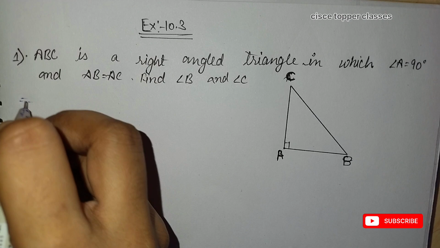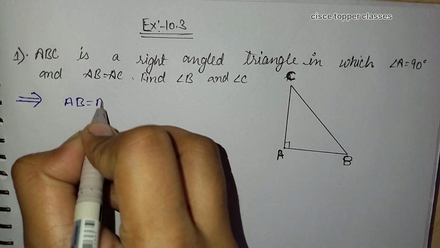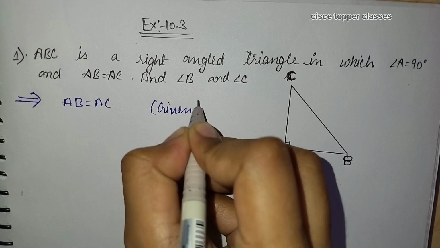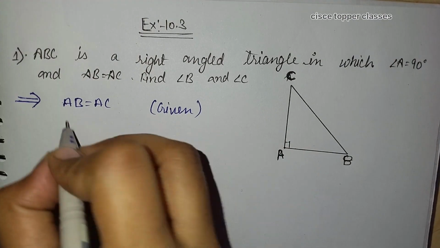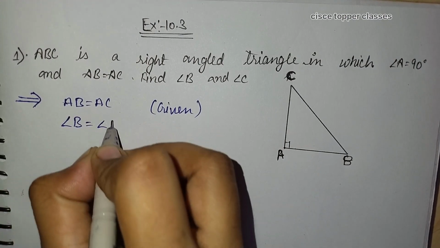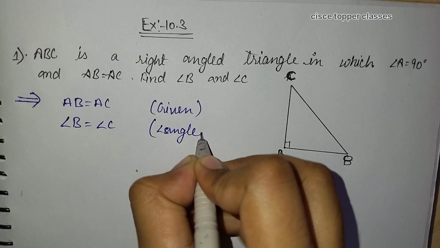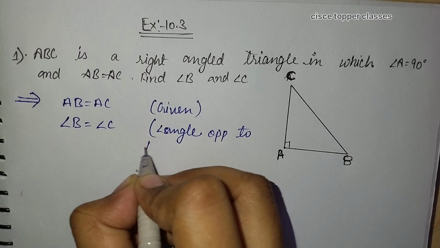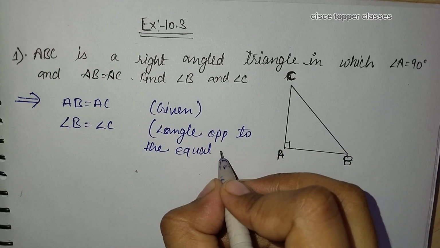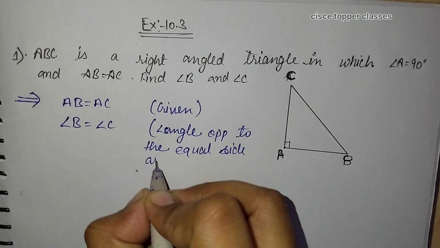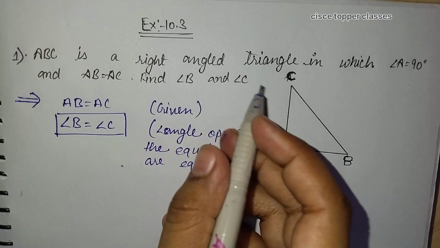So simply we can write here AB is equal to AC, given to us. So this is the part which is given to us, and if angle A is 90 degrees and AB is equal to AC, we can simply say that angle B is equal to angle C because the angles opposite to equal sides are equal. According to the rule, angles opposite to equal sides are equal. So from here we can prove that angle B is equal to angle C.